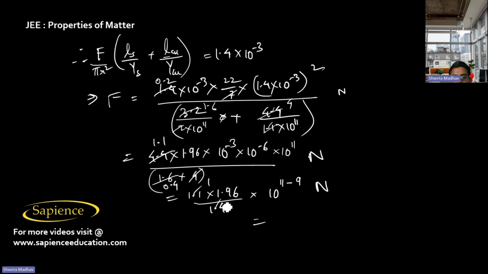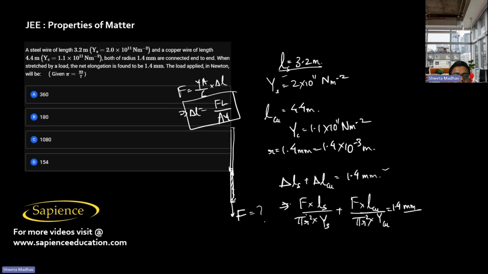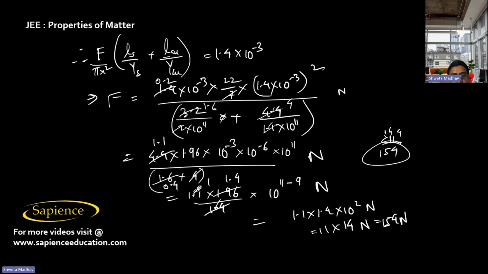You can say 14 into 14 is 196, so this would be 1.4 also. So 1.1 into 1.4 into 10 power 2 Newton. So it will be 11 into 14 Newton. So 11 fours are 44, 11 ones are 11, so 154 Newton. 154 Newton is the required load that is being applied.